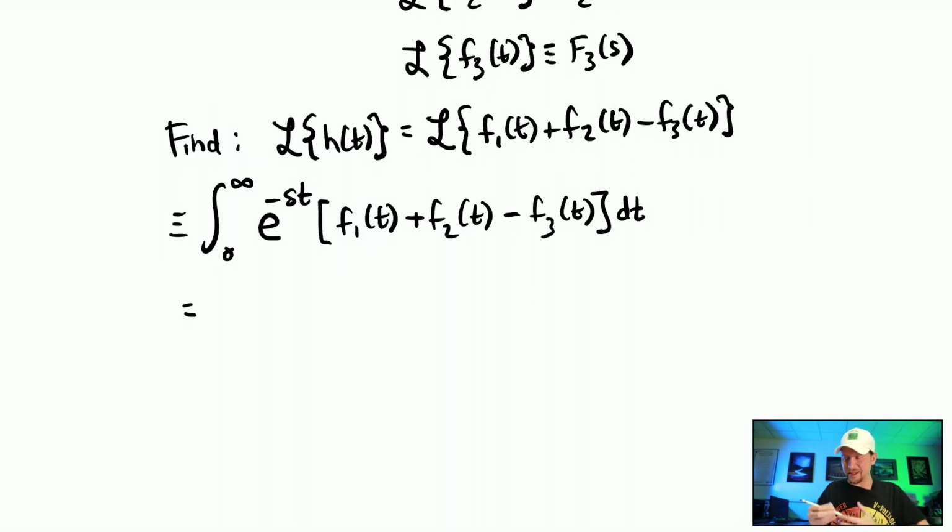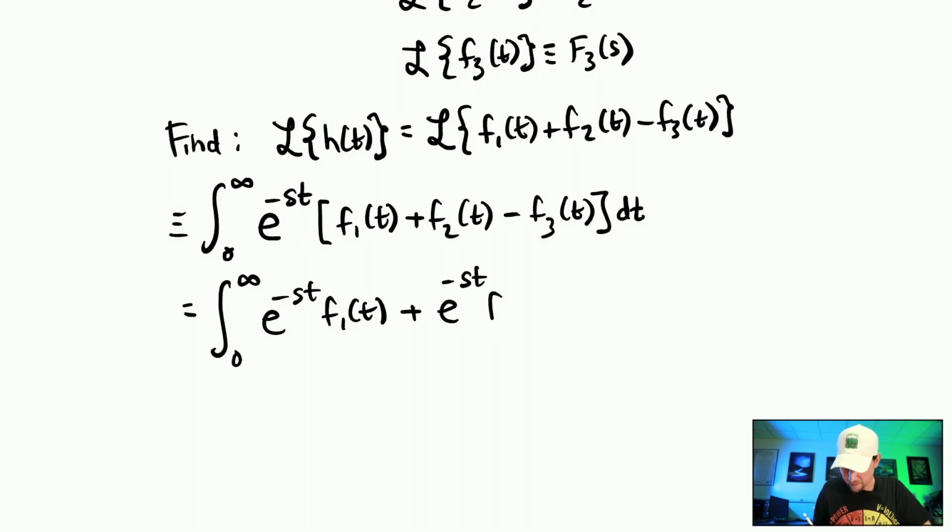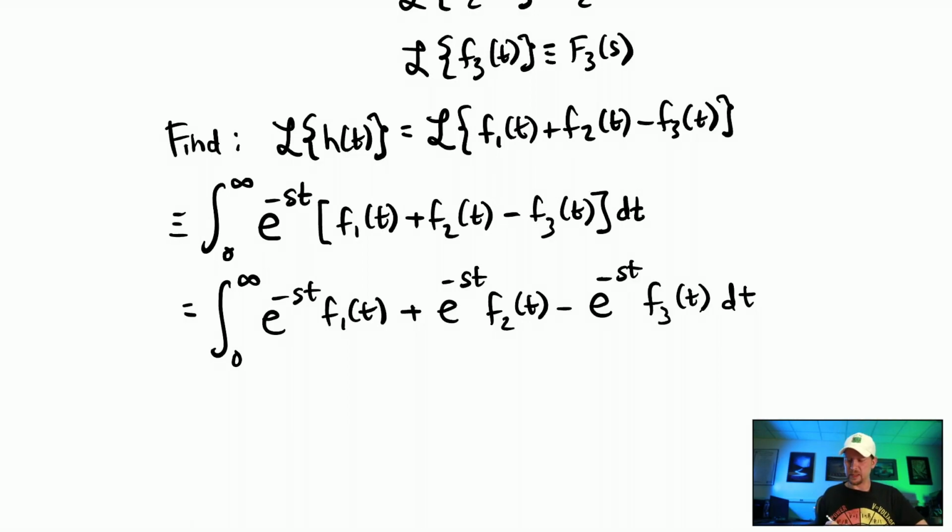Well, I can distribute that e to the minus st to all three of those functions, in which case I have e to the minus st f1 plus e to the minus st f2 minus e to the minus st f3, and I'm going to integrate with respect to dt again. Now, one of the properties of integrals is if you actually have the sum or the difference of various terms inside of an integral, you can break them up into integrals individually.